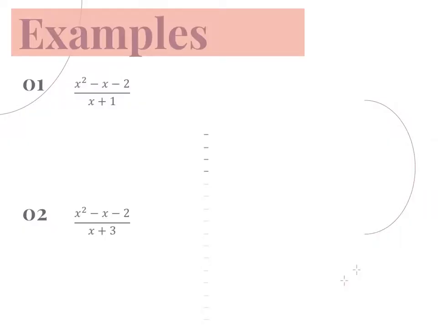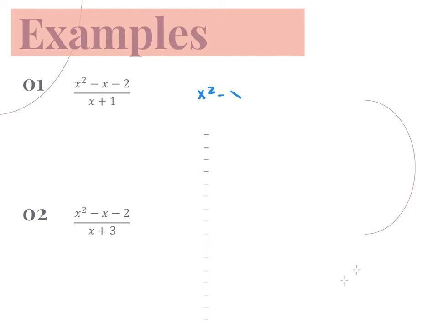All right, so we start with example 1. X squared minus x minus 2 divided by x plus 1. So check your numerator. Is it in order of decreasing degree? Yes. Is there any term missing? No. So I'm going to go ahead and write that on the inside.